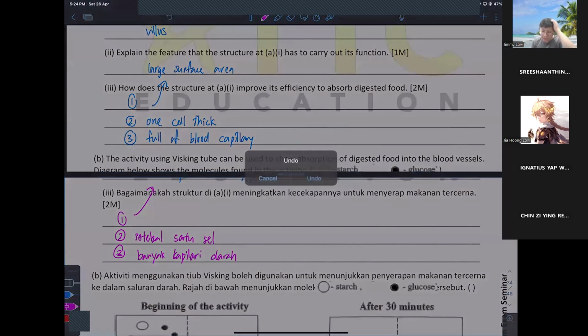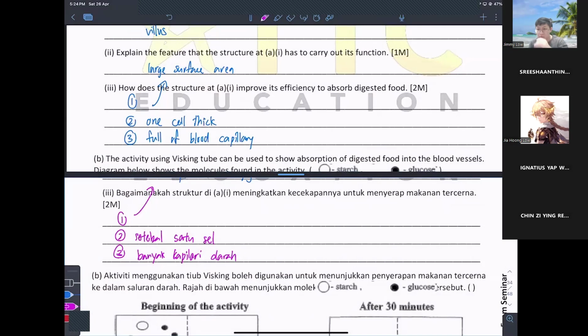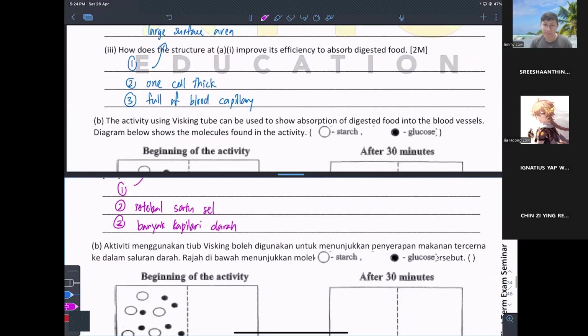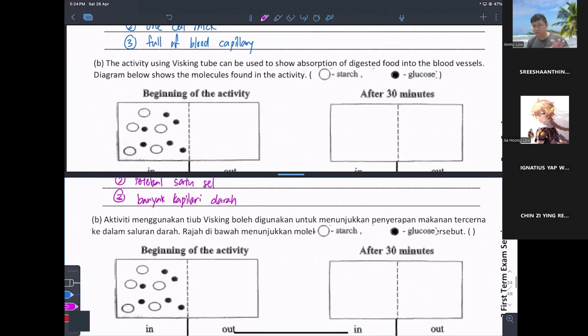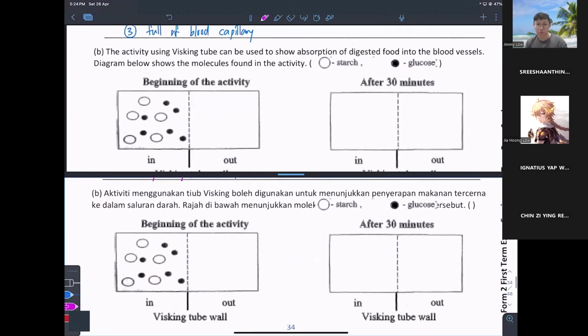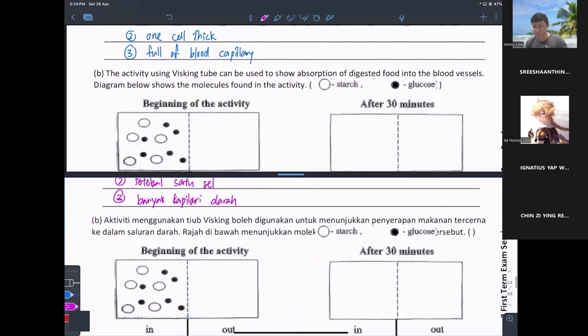So that's what I just mentioned, right? This part is very, very important. Inside the seminar questions, we extracted this question because it is very often asked in your exam. In the beginning of the activity, this is what we said: starch is bigger than glucose. Already mentioned to you, the bigger one is starch, the smaller one is glucose.